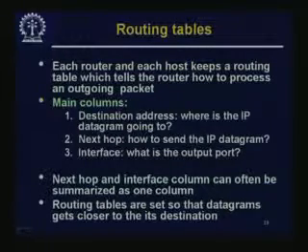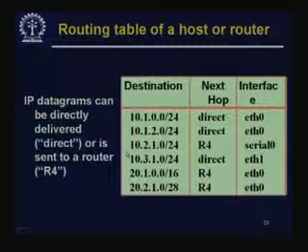Each router and each host keeps a routing table which tells the router how to process an outgoing packet. The main columns, as we have already seen, are the destination address, where the IP datagram is going to; next hop, how to send the IP datagram; and interface, what the output port is. The next hop and interface columns can often be summarized as one column, and routing tables are set so that datagrams get closer to their destination.